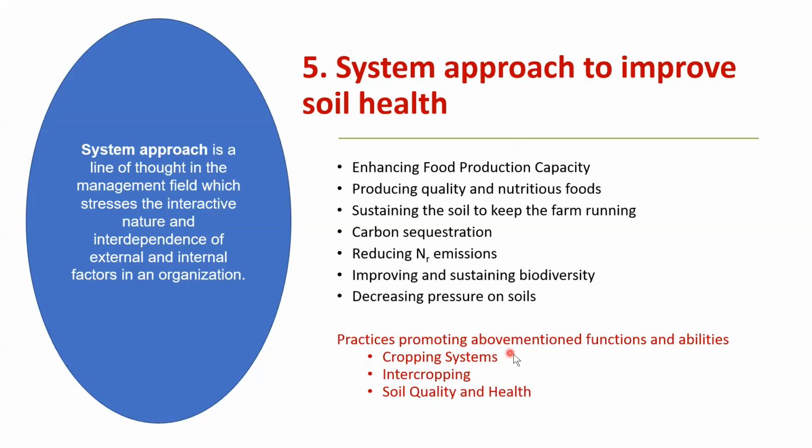The practices which can promote the above mentioned functions and abilities include the cropping systems, because as I said, we have to go toward nature. So if we have a very systematic cropping system to sustain the soil quality, because if we are growing one crop, for example maize, again and again, it will deteriorate. We have to set the cropping system in such a way that balances the soil nutrition and the soil quality. We have to grow restorative crops and exhaustive and less exhaustive crops.